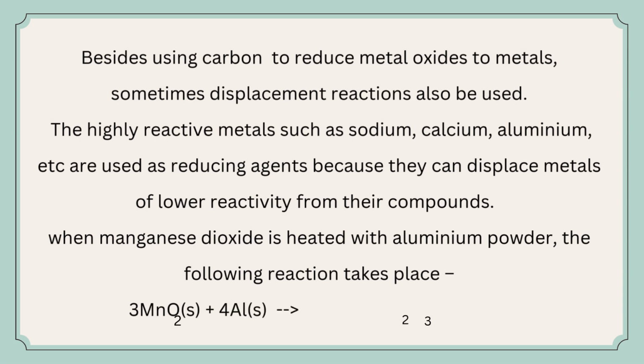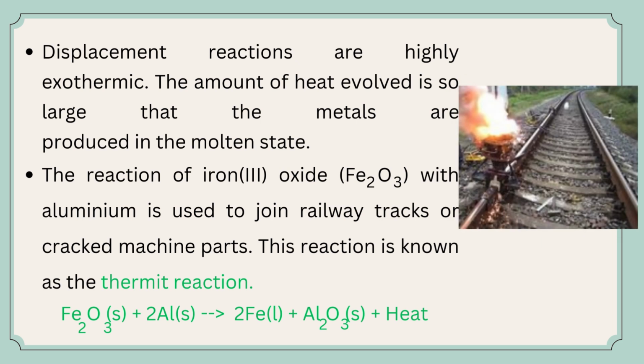Aluminum is a highly reactive metal. The reaction is given below. The displacement reactions are highly exothermic. That's why the amount of heat evolved is so large, so the metals produced will be in a molten state.